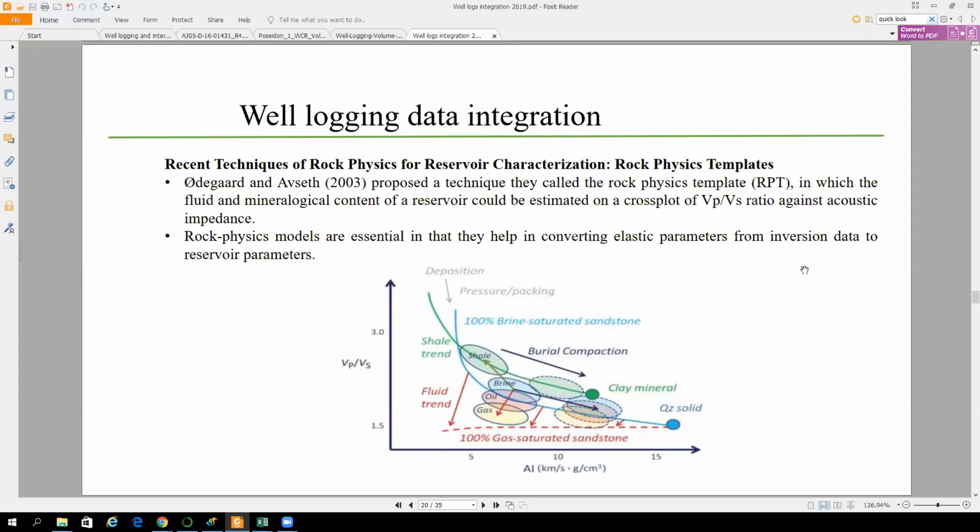So let's now define some recent techniques in rock physics and how they are used to discriminate between different types of lithologies and different types of reservoirs and reservoir lithology and fluids. In 2003, a technique was published which aimed at defining and discriminating between fluid types in reservoirs and lithologies of geological formations with the help of only elastic properties.